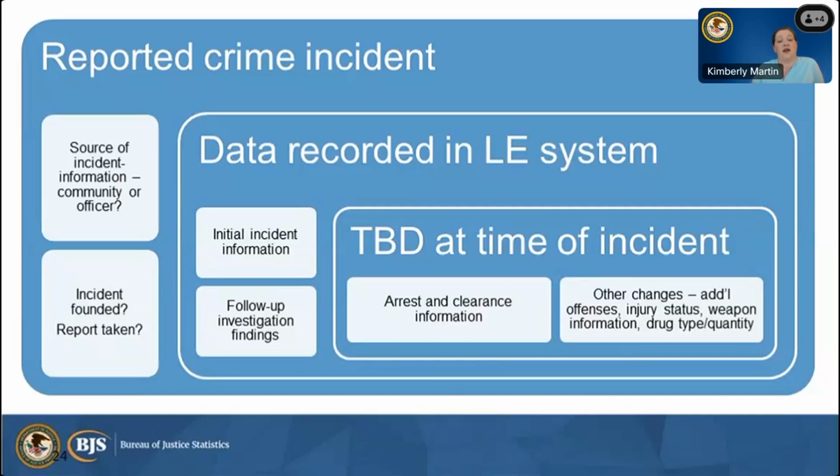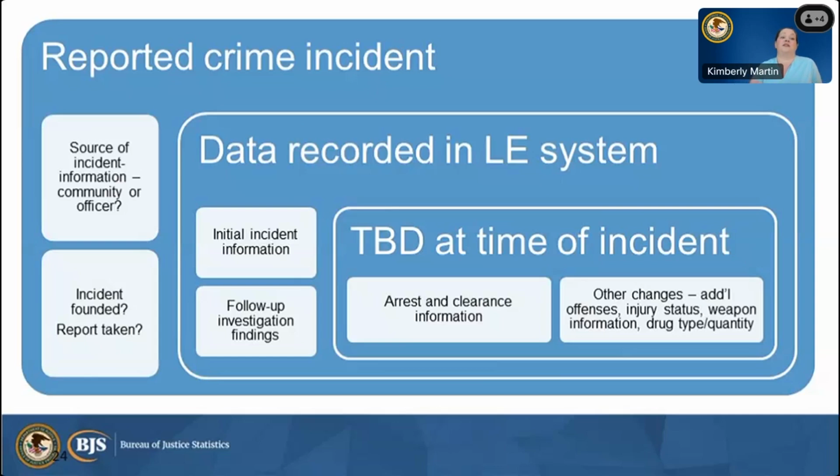Some of that information may not be known, as you can see at the innermost box. They may not know whether there was an arrest made. They may not know the injury status of the victim. They may not know if there was a weapon present at the time, or the precise drug type or quantity that is there. I bring all this up to emphasize that there is a flow of information that connects a lot of these incidents into one incident that then makes its way up to the federal level. And that's important to understand.